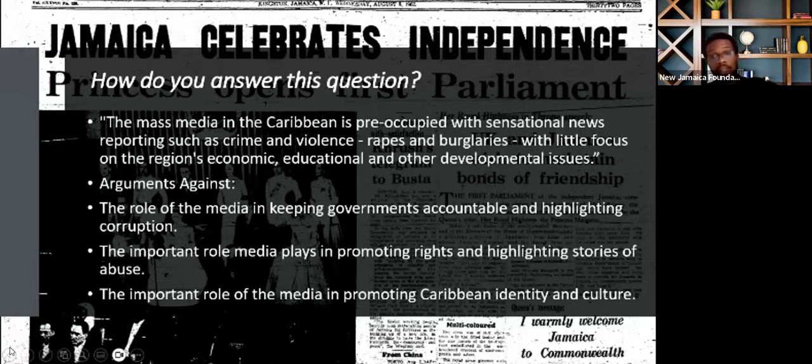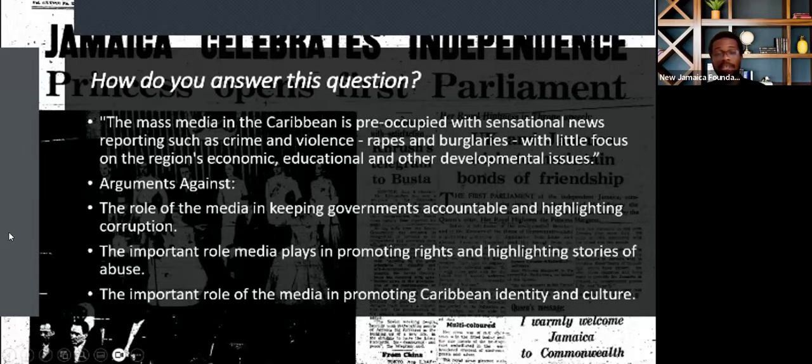If you argue that the mass media does not encourage sensationalism, you can look at the important role media plays in promoting rights and highlighting stories of abuse. You could also look at the importance of media in promoting Caribbean identity and culture. For example, Carnival experienced a lot of attention in the Caribbean region in general. That is important for the tourism product. The media highlights that. So you can look at arguments for and against simply by having an appreciation of what's really going on in the media.